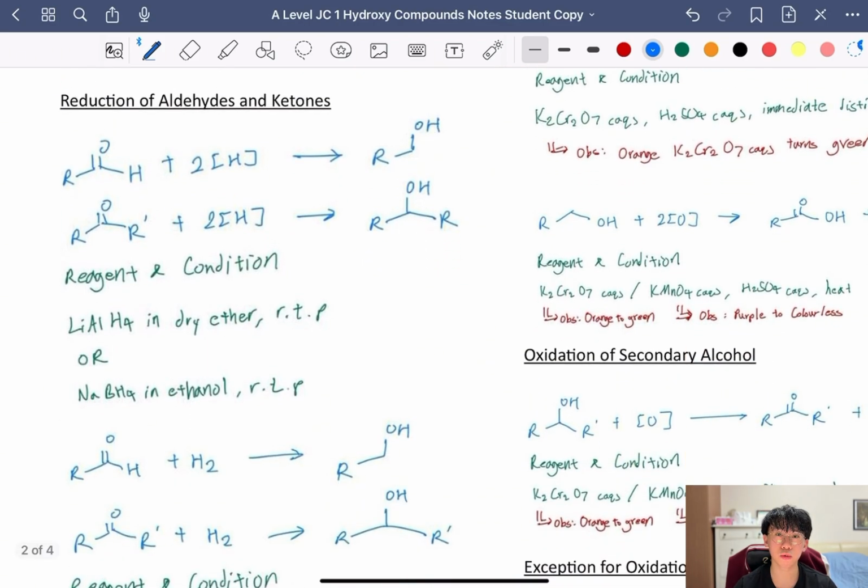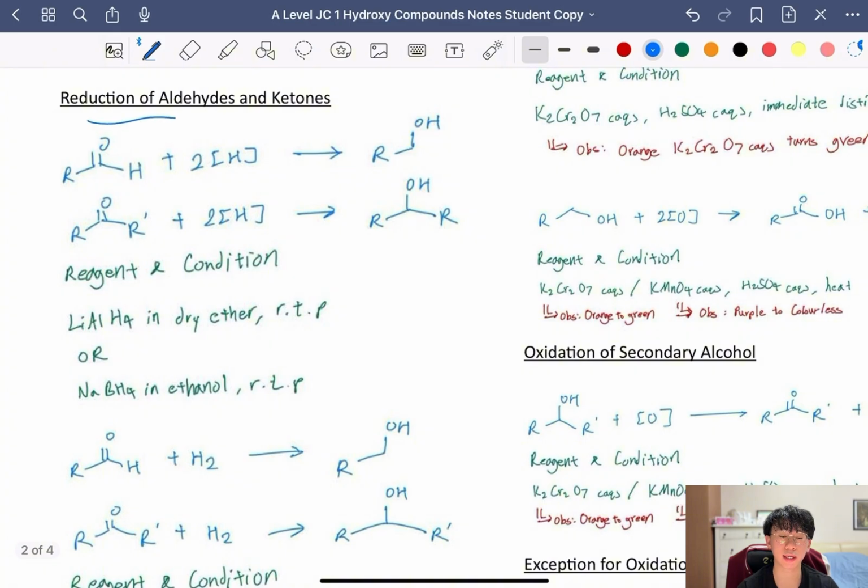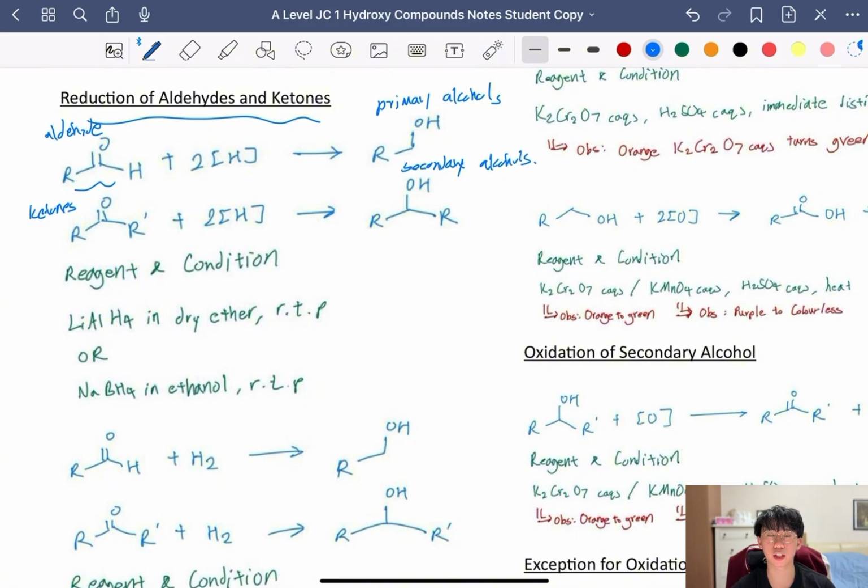Now on to something new, it is the reduction of aldehydes and your ketones. So your aldehydes over here can be reduced to form your primary alcohols. And your ketones can also be reduced to form your secondary alcohols. You can think of reduction like just adding hydrogens across the double bond.